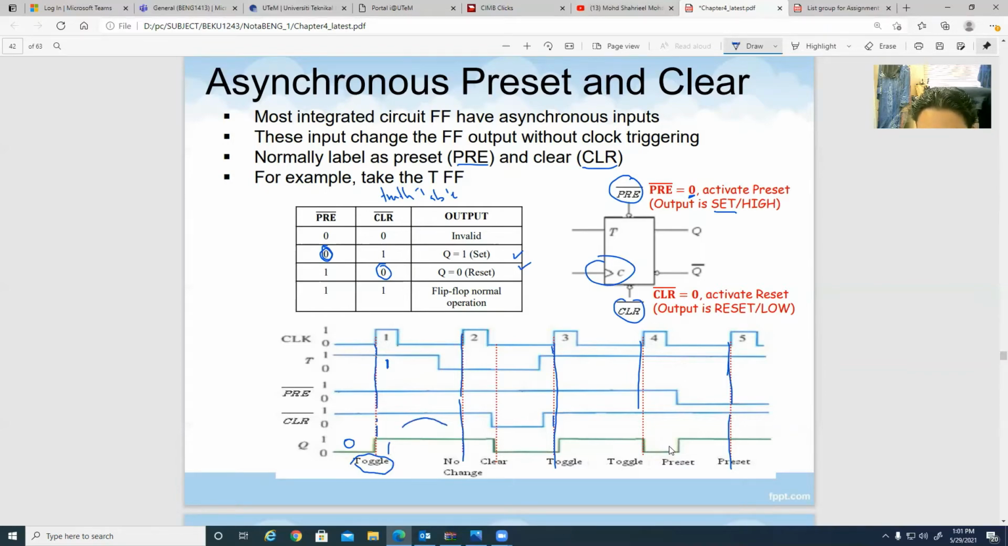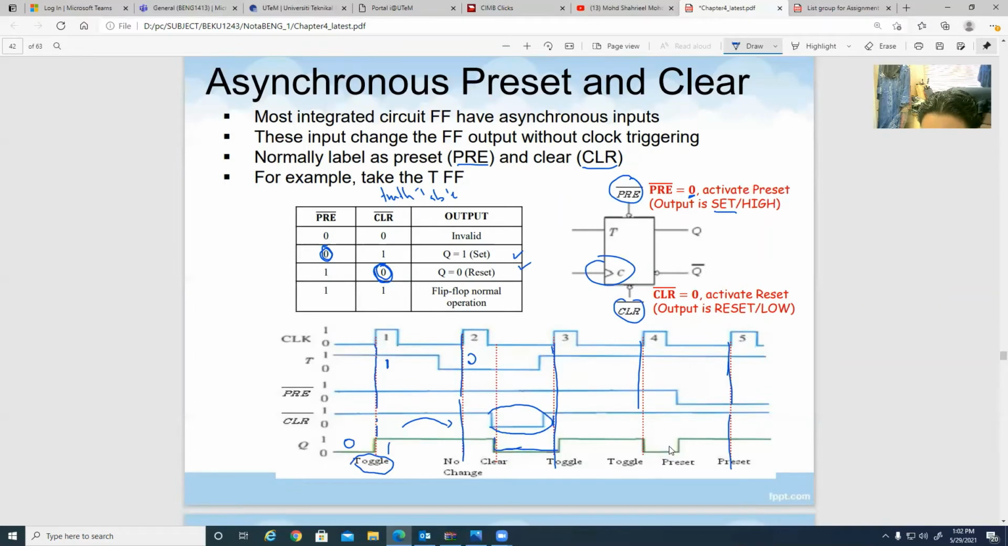For the next positive edge, the T is 0 here, and then 1, there is no change, no change, until this one, because of the clear. This one will be activated, so it will be cleared. The 0 here on the clear will be activated, so it will be reset. Before this it was 1, so it will be 0.